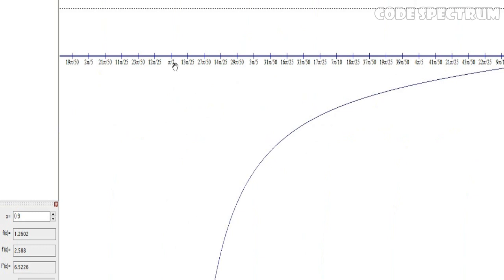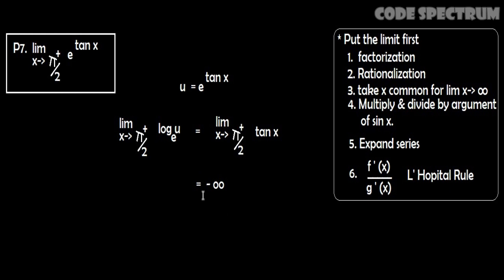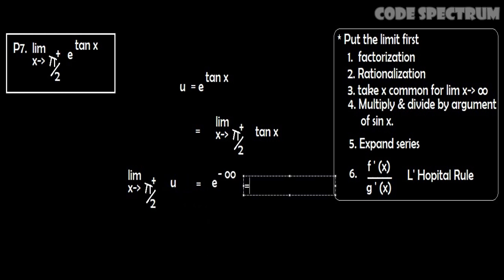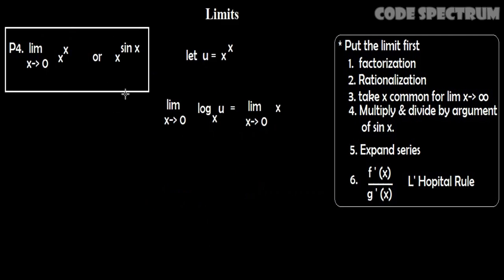The tan x at pi over 2 is infinity, and if we talk about the right side of the pi over 2, it will be negative infinity. So we will write negative infinity in place of the limit x tends to pi over 2 plus tan x. So lastly, the limit x tending to pi over 2 plus of u is equal to 0, and you can write this as 0. Okay, let's see another problem, and the last one.